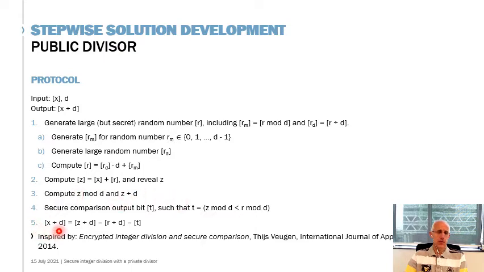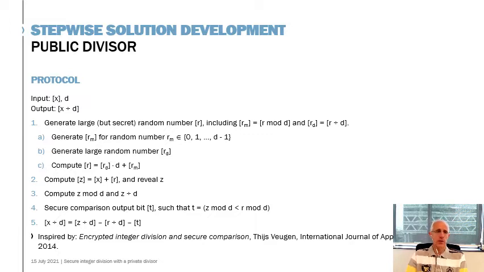And if you think about it, the X div D is more or less equal to Z div D minus R div D. And sometimes you need to subtract an additional bit. And whether you need to subtract that depends on the outcome of this comparison. Details are in the paper why this works. So this is an example of a public division protocol.